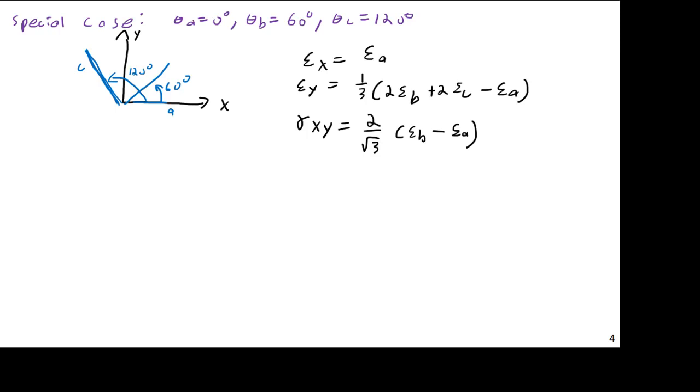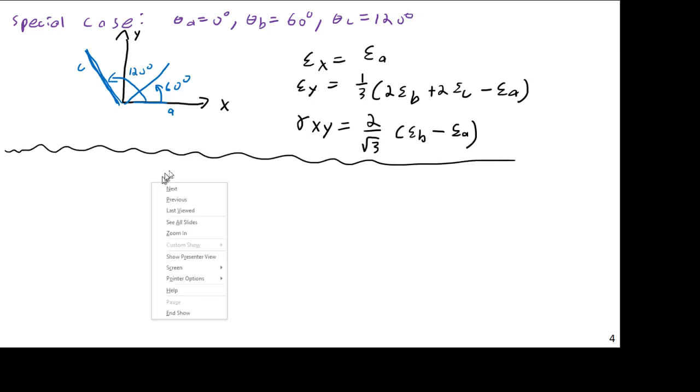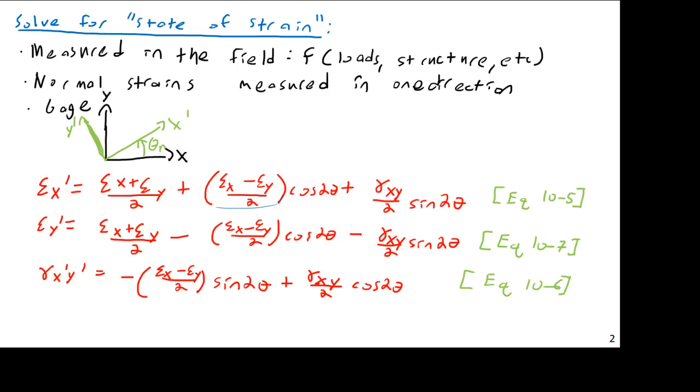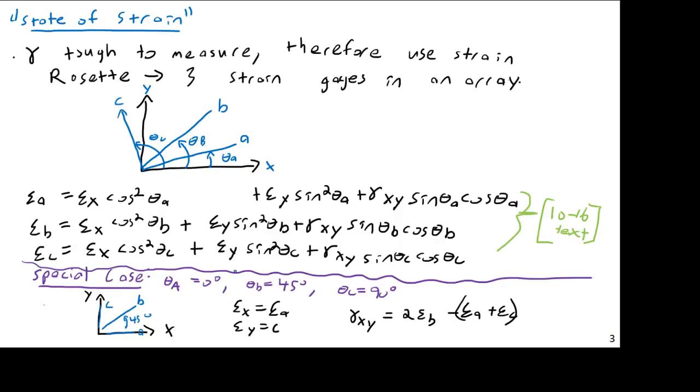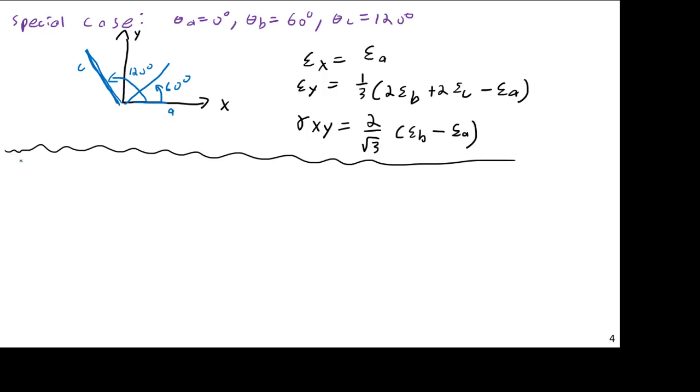Okay, so what if I actually want to get the overall state of strain? The way we do this is like shown. Those are just a few special cases, but to actually do this, you'll need to solve 3 simultaneous equations. If I algebraically solve these equations for epsilon x, epsilon y, and gamma xy, I will get the following.